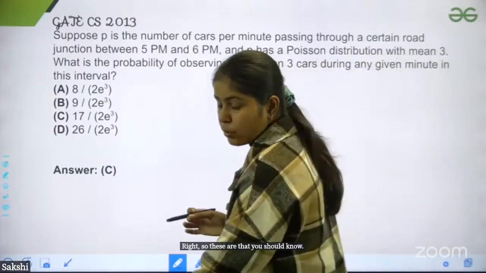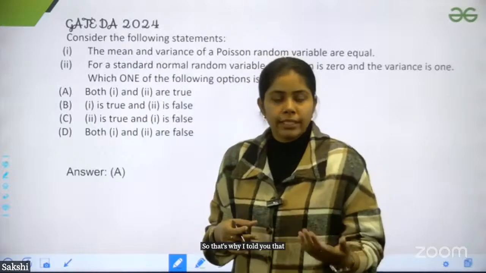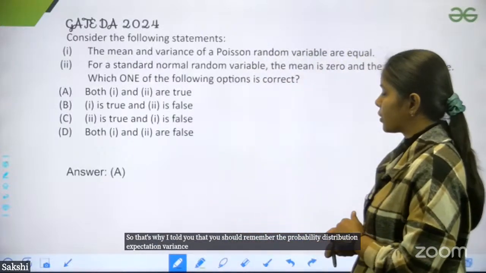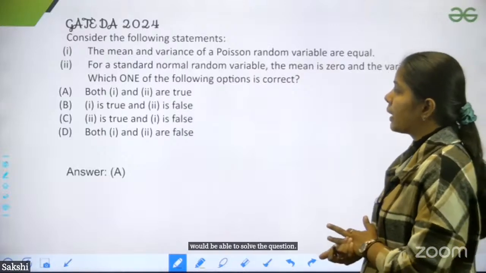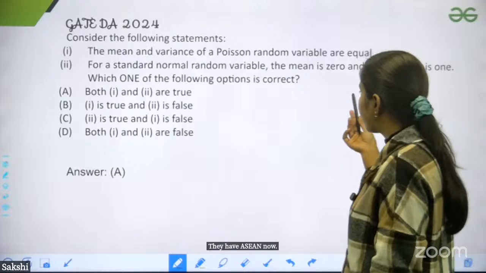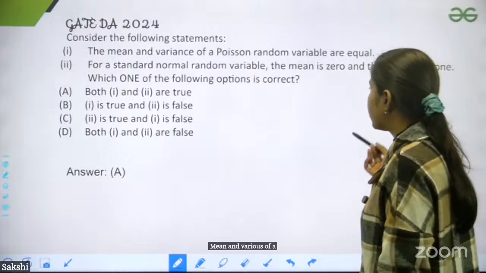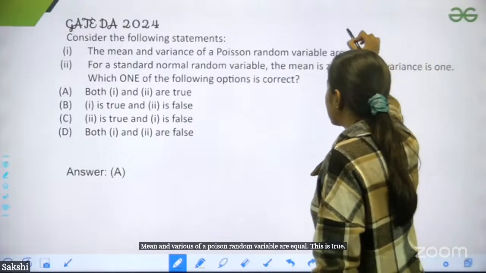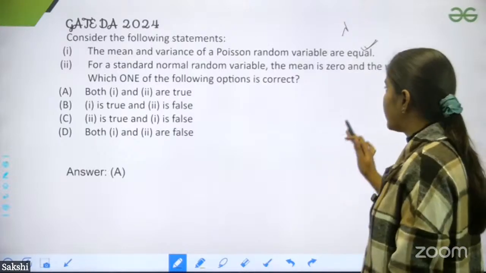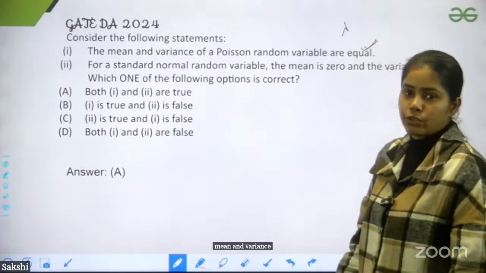That's why I told you that you should remember the probability distribution, expectation and variance, so that you would be able to solve the question. So this is a GATE question. They have asked in the GATE exam: mean and variance of a Poisson random variable are equal. This is true because mean and variance both are lambda for Poisson distribution, right?